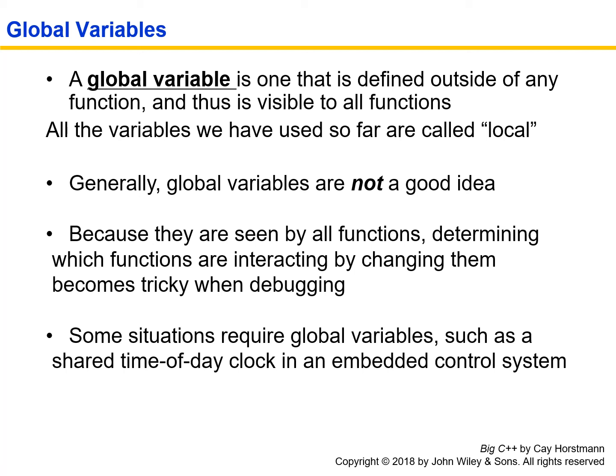Some situations do require global variables, though, such as a shared time of day clock in a control system for, say, your thermostat. Globals are also very useful for constants. If you're writing a banking app and there are certain overdraw penalties that should be constant no matter what operation you're doing, then those could be declared as global constants.